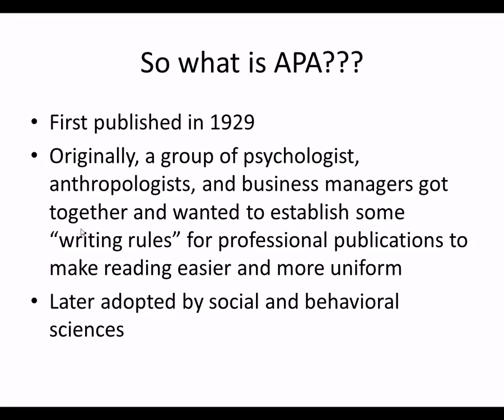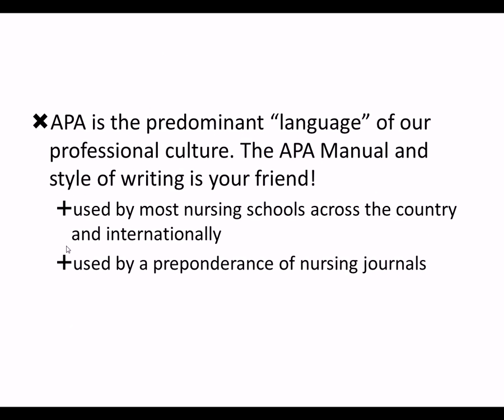So, what is APA? Well, this first came out a long time ago, back in 1929. Originally, a group of psychologists, anthropologists, and business managers got together and said, hey, we need some writing rules. When we are publishing things in professional journals, we all need to be consistent and uniform. We need to make that reading easier. And so they adopted what was called the APA format. And this again was later adopted by the social and behavioral sciences, was how we got involved. So it is the predominant language of our professional culture.